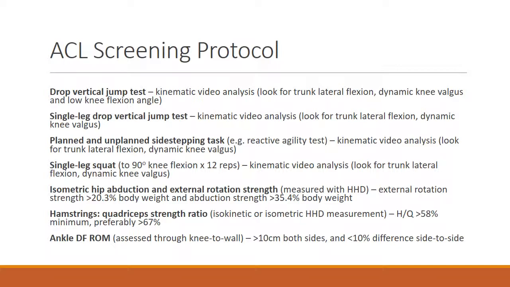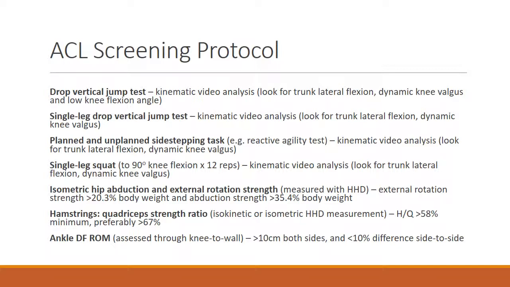So the first one is a drop vertical jump test, where someone stands on a box about 30 centimeters high and jumps off, hits the ground, and goes into a maximal jump straight away, and then lands that jump. And you want to look at their kinematics during that.